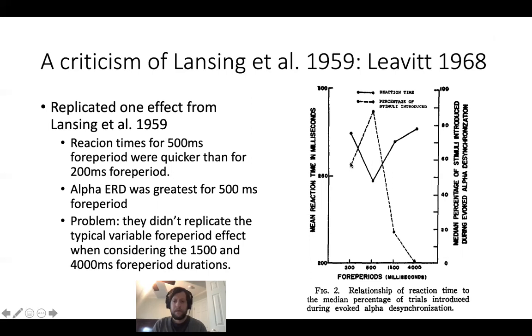So let's look at reaction time first. Reaction time for the very short fore-period duration in this study, Levitt, 1968, was relatively higher than it was for this fore-period duration right here. In other words, they're showing the typical variable fore-period effect: reaction times for the 500 millisecond fore-period were quicker than for the 200 millisecond fore-period. That's the same thing they showed behaviorally in this Lansing et al. study right here. And they also showed basically the same thing regarding alpha amplitude.